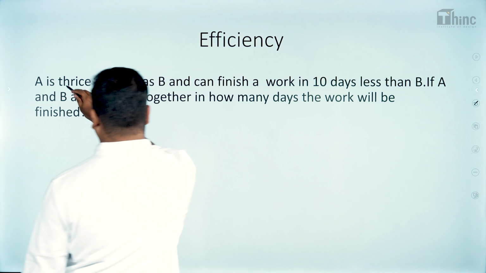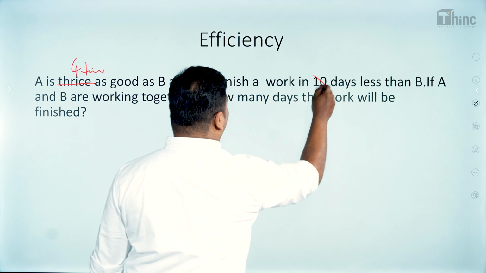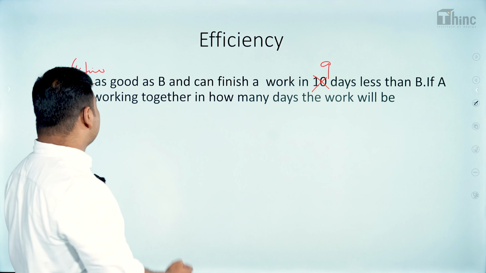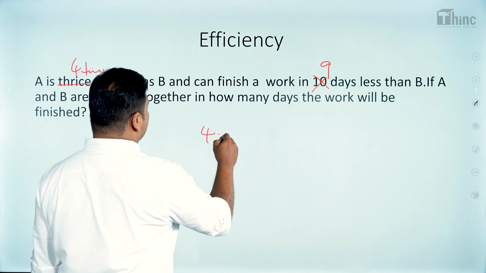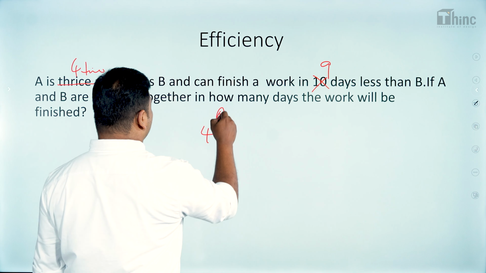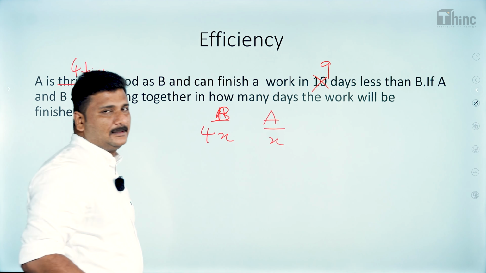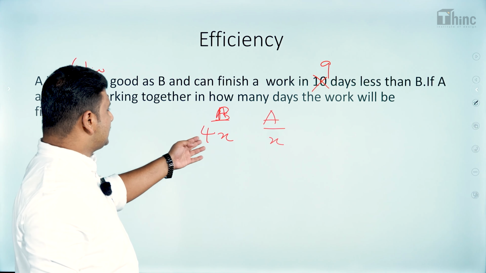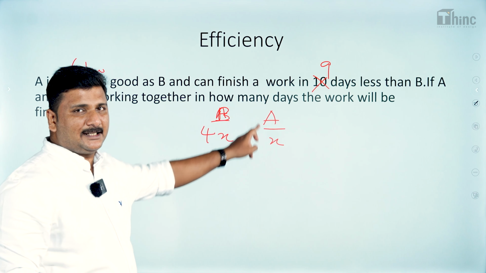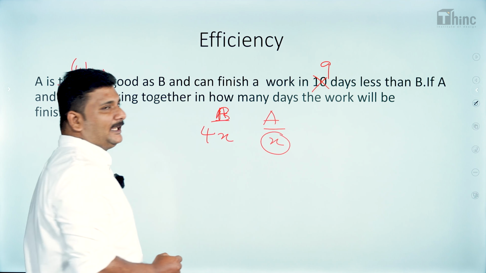So A is, instead of thrice, I'm making it 4 times as good as B and can finish the work in 9 days less than B. So if A is 4 times as good as B, the meaning is if A takes 4x days, B takes only, who is more efficient? A is more efficient. So that means if B takes 4x days, A takes only x days, right? So if A is 4 times more efficient than B, that means if B takes 4x days, A takes only x days.